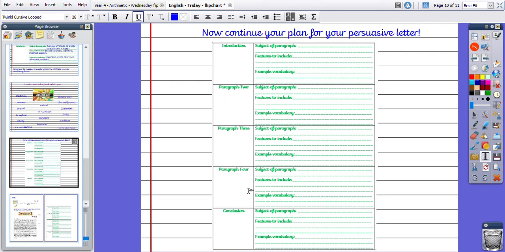Okay, so remember to fill in the box to include all 3 subheadings. So what the subject of your paragraph is going to be, the features you want to include, and any example vocabulary. This is ready for you to draft next week.